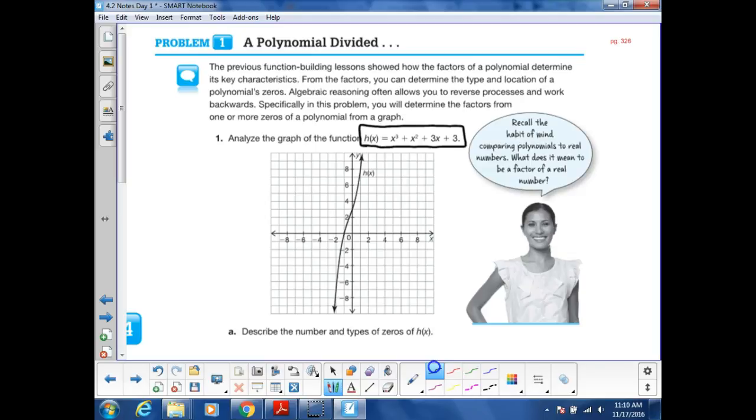What do you know? Its degree is opposite. Is not opposite. Odd. Why is it an odd degree? Going in different directions, okay? So the first thing we know is that we have an odd degree. Do we actually know what the degree is? The degree is actually 3. Okay, all right? What else do we know? Positive lead coefficient.